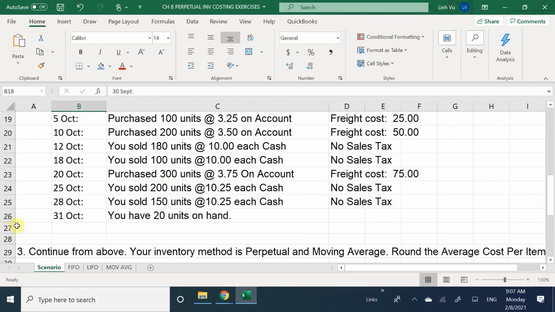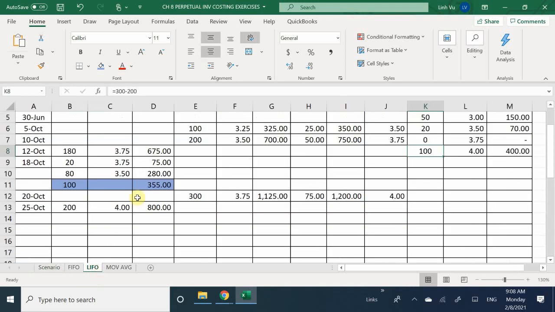So then what has happened on October 28th? We sold another 150. And we also know that by October 31st, we should have a total of 20 units on hand. So let's go ahead and place this information here. So obviously, we need to get rid of 150 units. So in this case, how many batches are we actually going to be dipping into?